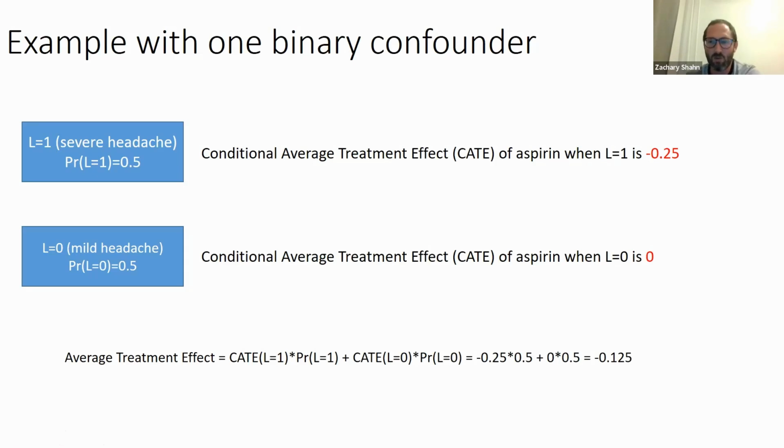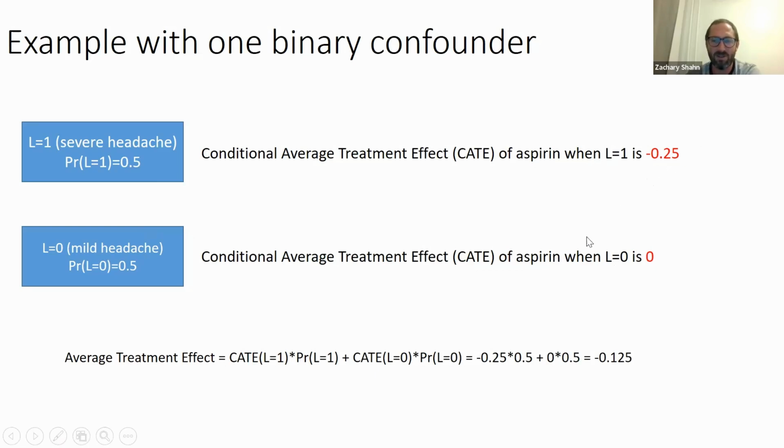So it cures a quarter of the people is what this means. A quarter fewer people will have headaches with aspirin in the severe headache group. And then the treatment effect isn't necessarily the same in all groups, right? So let's say in people with mild headaches, in the L equals 0 group, the average effect is 0. So aspirin does nothing for mild headaches, let's say, but it does cure a decent proportion of severe headaches.